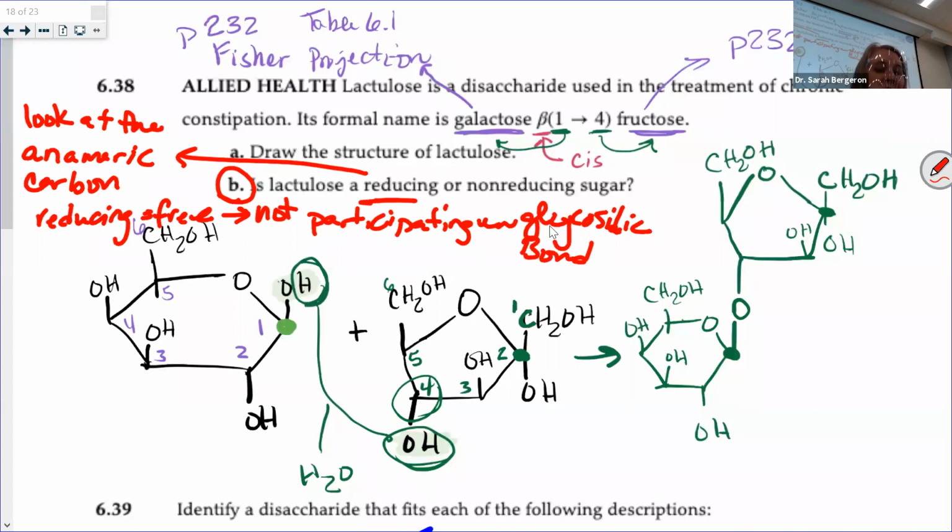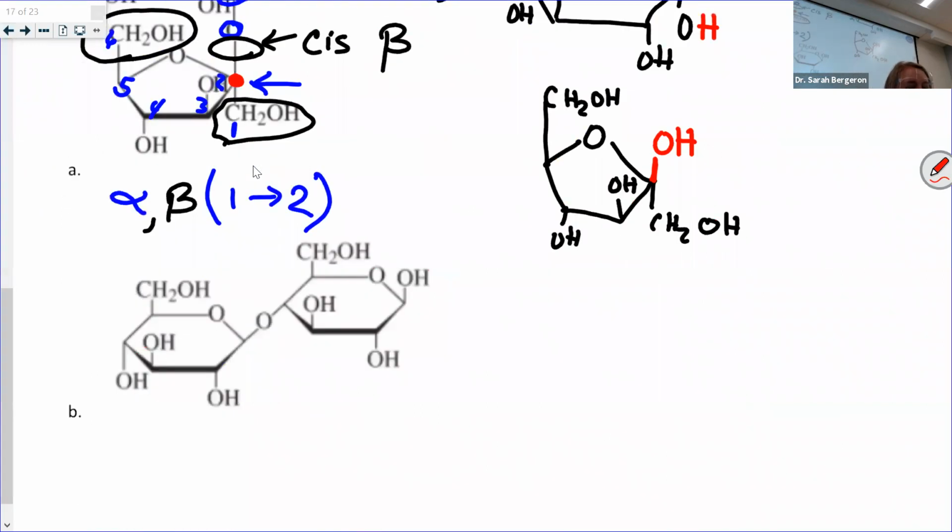So in my new molecule, here's an anomeric carbon and here's an anomeric carbon. Do we have a free anomeric carbon? Yes, this one right here is free. So this is a reducing sugar. Good. I'm sorry I missed that on the video. And now I'm going to go back and get part B. Speak of my mistakes, right? Now let's go back and get part B.